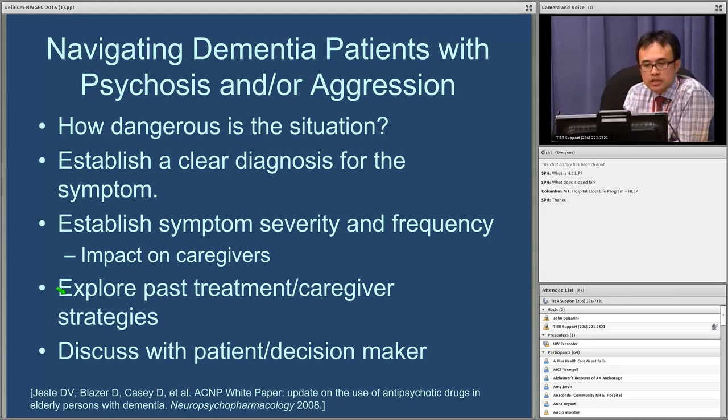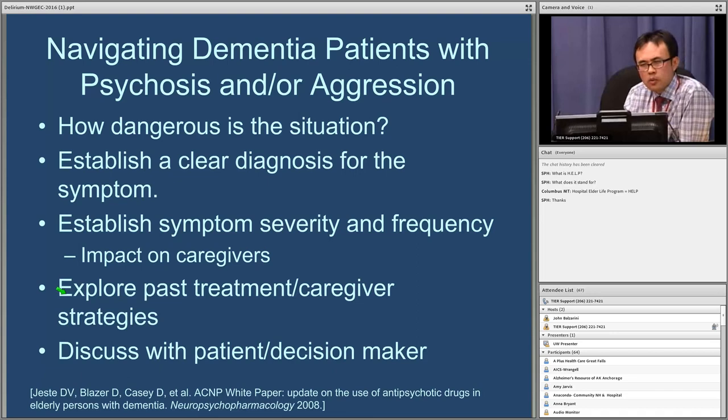You ask yourself, well, how dangerous is that situation? And if they are posing a threat, then that's a good time to use an antipsychotic. And to try to establish, well, why is a person delirious, getting back to, well, why are they agitated at this point? And try to establish the symptom severity and also its frequency, particularly its impact upon caregivers. And I think this is one of the more important things that I assess, particularly when a person lives at home. When delirium sets in the community setting, which we haven't talked much about because it's rare, but it's still present, there's an impact upon caregivers and family members.